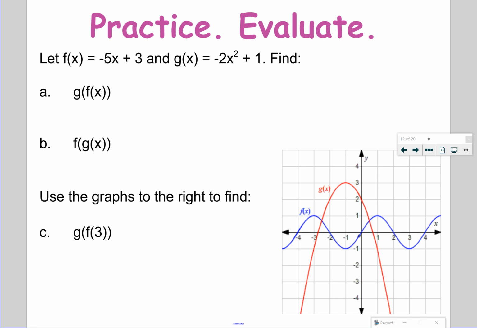Okay, here are a couple for you to try. You're going to compose, and I've already written it with the double parentheses here for you. Actually, there shouldn't be x's there. There should be some numbers there. Let's put some numbers there. How about a 3 and a negative 2 will work. And then use the graphs at the bottom to find G of f of 3. Okay, I'll give you a minute.